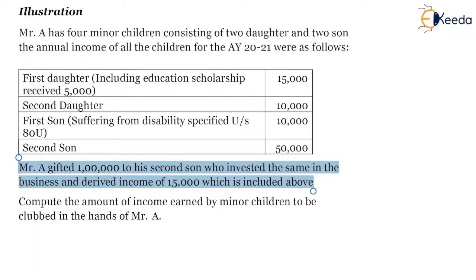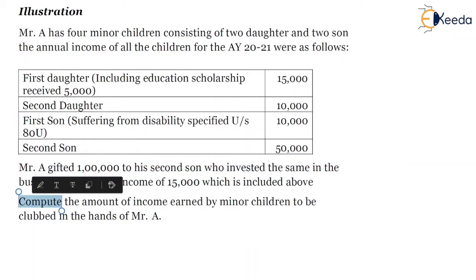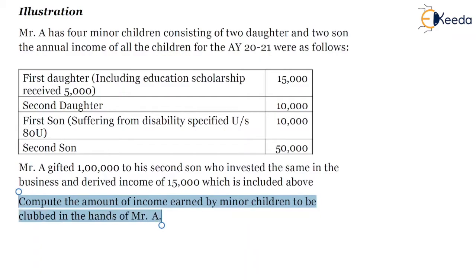That is fine, I feel. Same being an accretion of income will be taxable in the hands of Mr. A, being income of the minor child. Correct? Compute the amount of income earned by minor children to be clubbed in the hands of Mr. A.